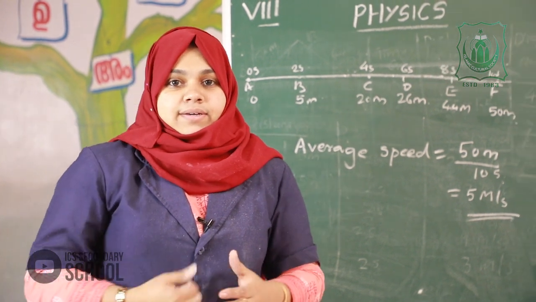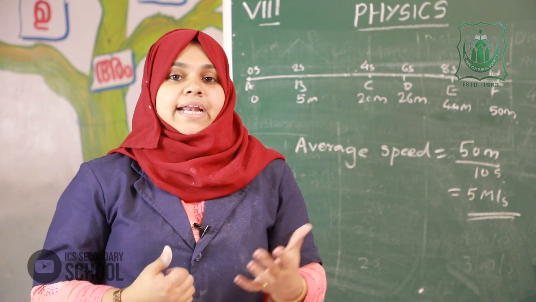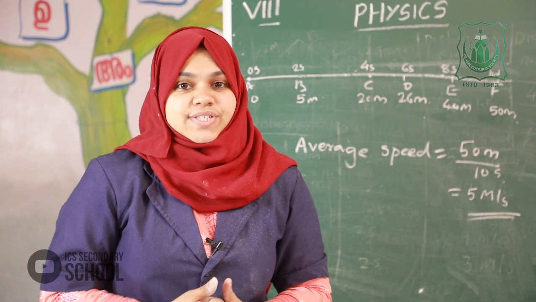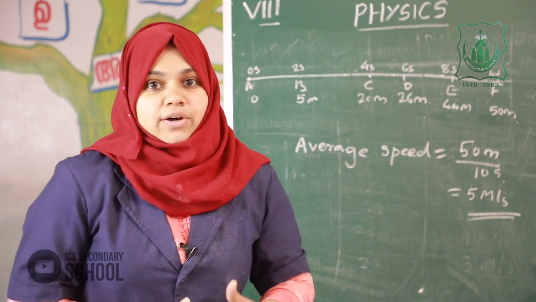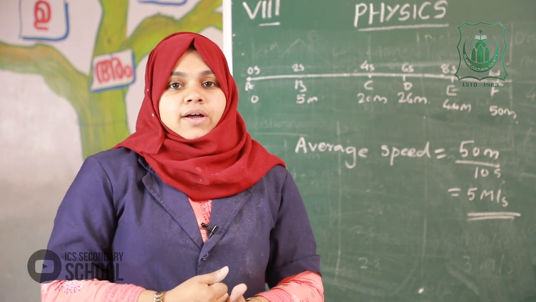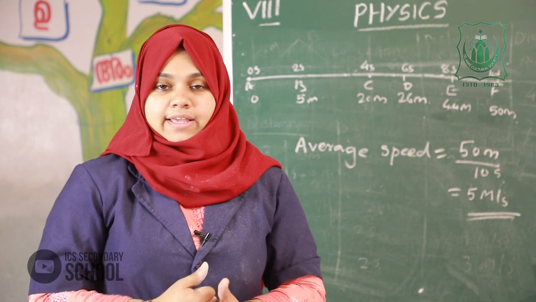Do you understand today's class? We learned about speed and velocity. What is speed? Speed is the distance travelled in a unit time. And what is velocity? Displacement travelled in a unit time. And the speedometer is used to measure the speed of vehicles.